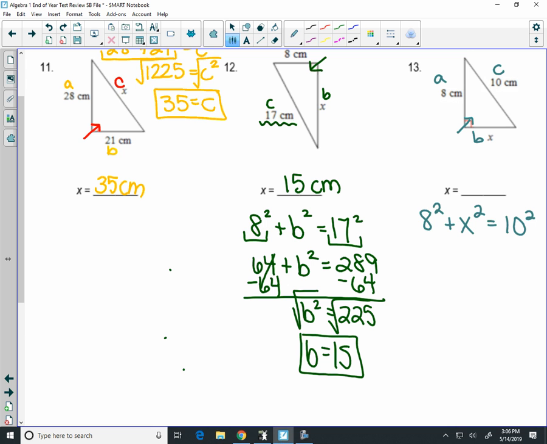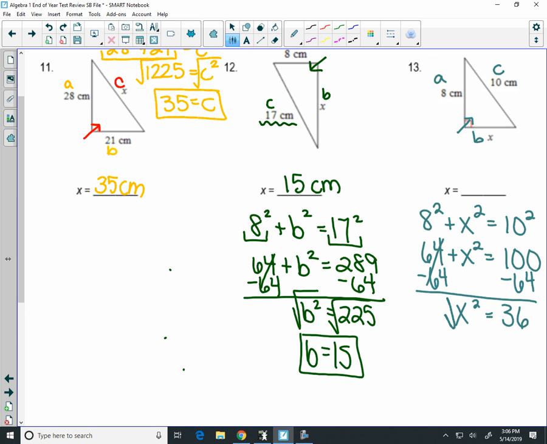This one I can do mostly in my head. 8 squared is 64. Again, if you need to use a calculator for that, that's absolutely fine. 10 squared is 100. I'm going to subtract my 64 over. 100 minus 64 is 36. Go ahead and put that into the calculator if you need to. It's going to give us x equals 6.